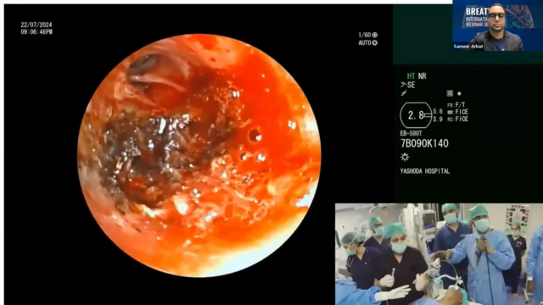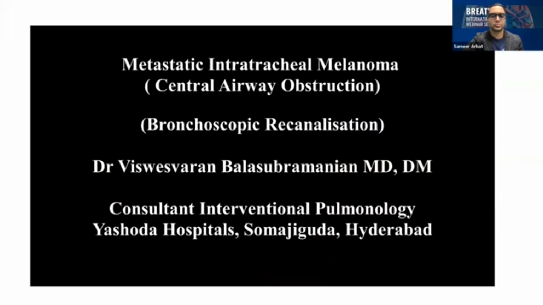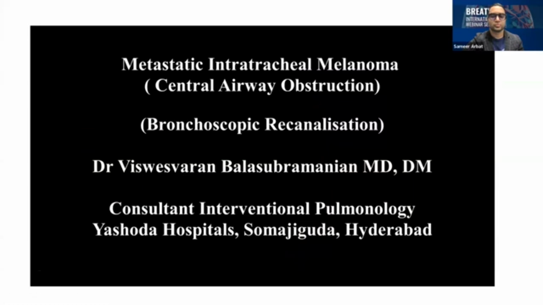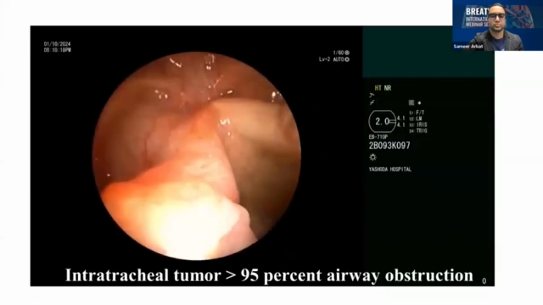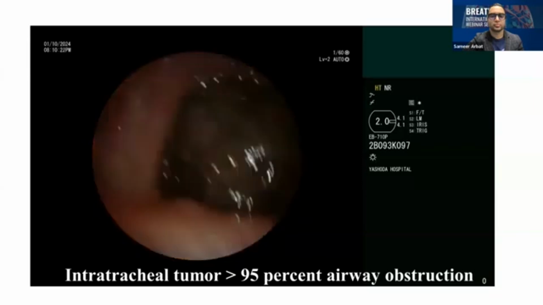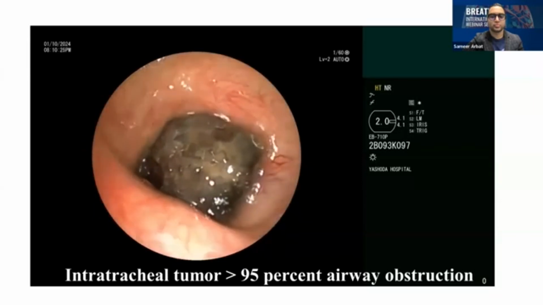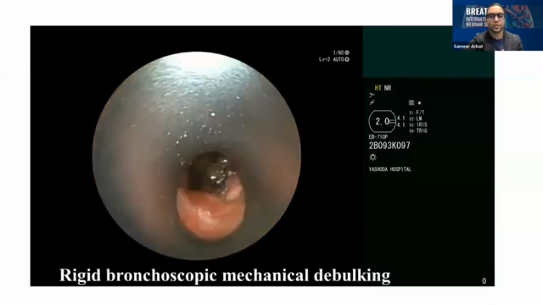So I'll just show you another case of a metastatic intratracheal melanoma to show you how rigid bronchoscopy is generally done along with an airway stenting. For example, this patient presented to us with a near respiratory arrest, and the patient is having more than 95% occlusion of the proximal trachea by a metastatic intratracheal melanoma.